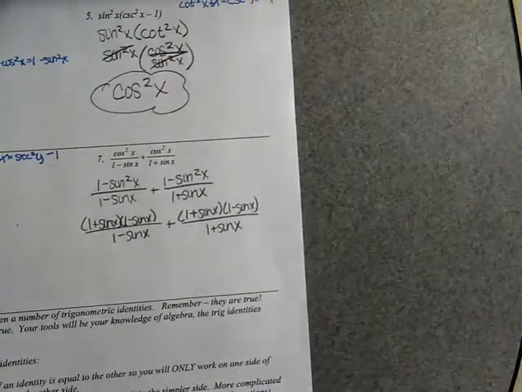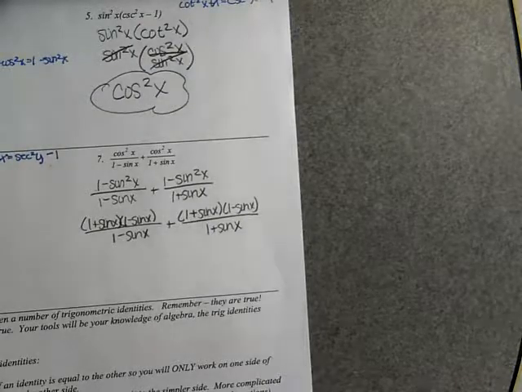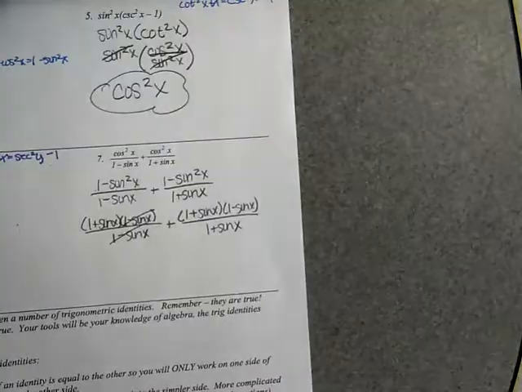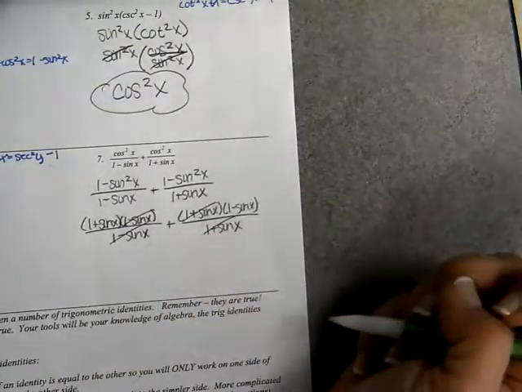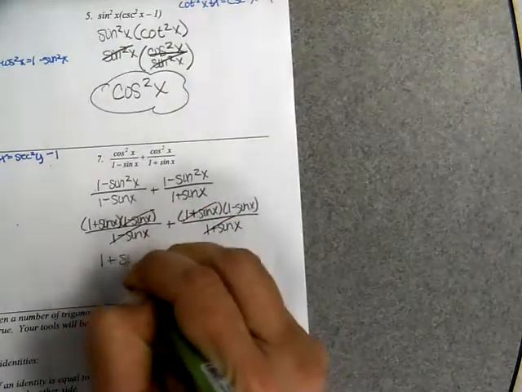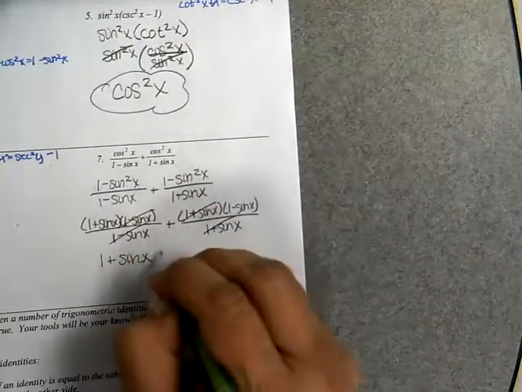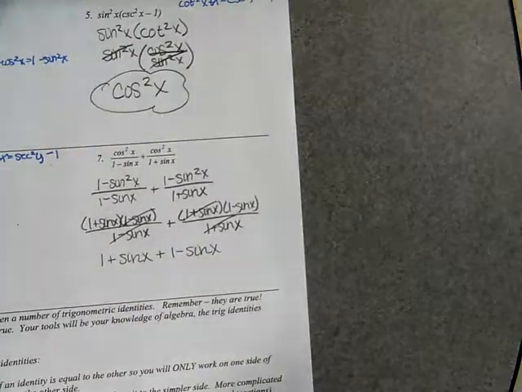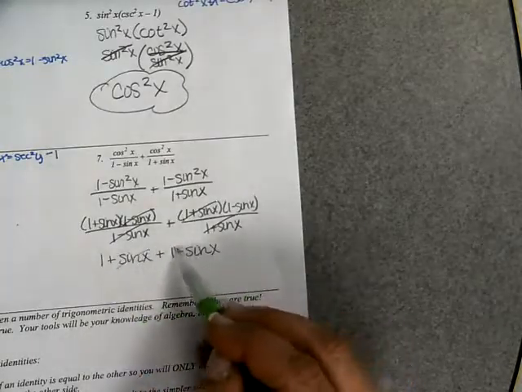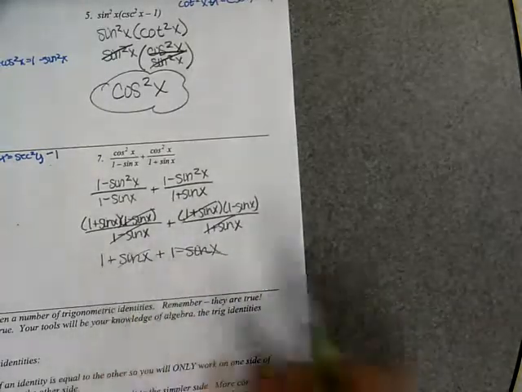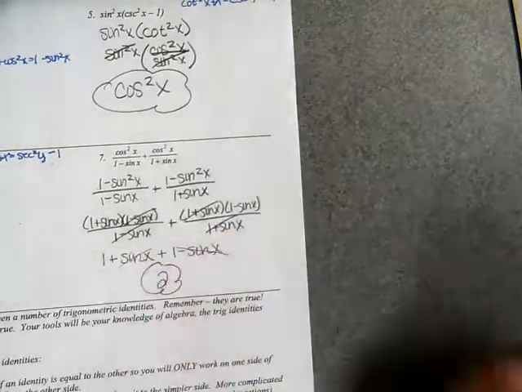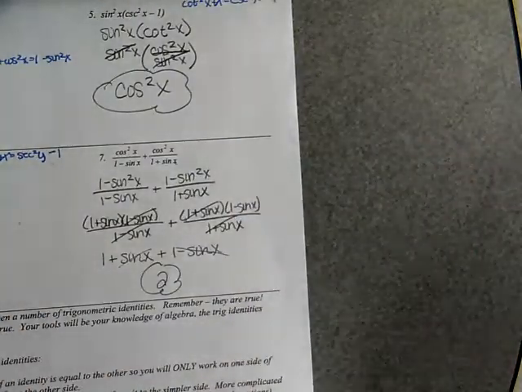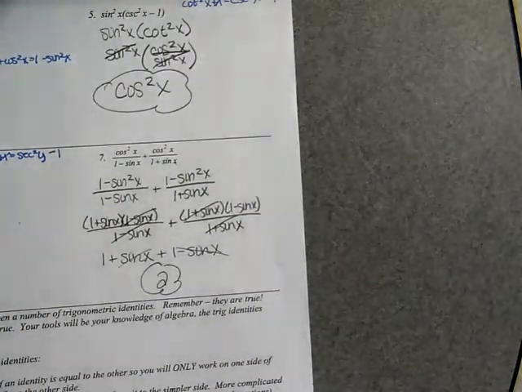Now that I've factored with the difference of squares, I see that I can cancel some things out. The 1 minus sine x can cancel here, and the 1 plus sine x can cancel here. So I have 1 plus sine x left, and then here I have 1 minus sine x left. Then look here, this sine x and negative sine x cancel, and I'm left with 1 plus 1, which is 2. I just think these are so cool that this is equal to 2. Who knew? But those are the kind of things that you are going to be doing in this lesson.